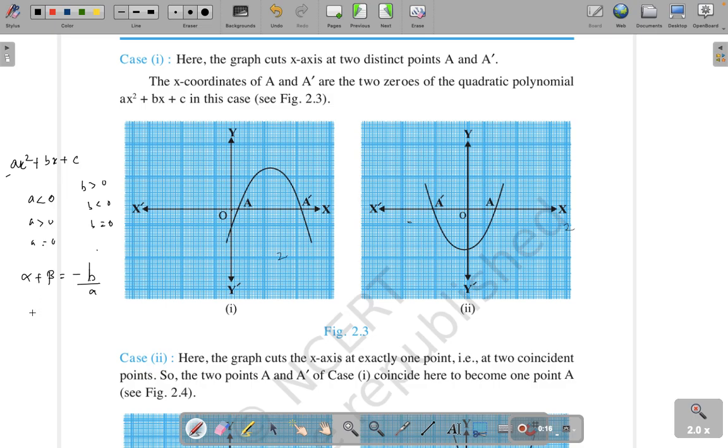I'm taking any number that is greater than 0. So this is 5 equals minus b upon a. This is less than 0, so let this be minus 1. Okay, so minus b is equal to minus 5. So what is the value of b? 5, which means b is greater than 0.